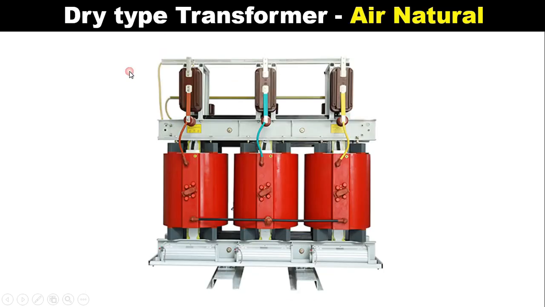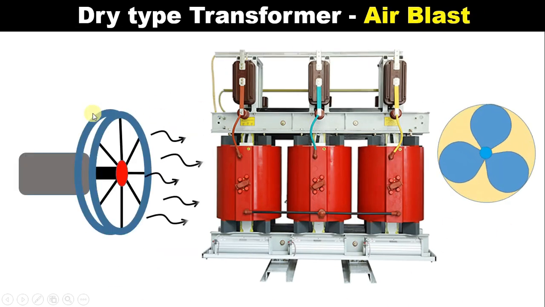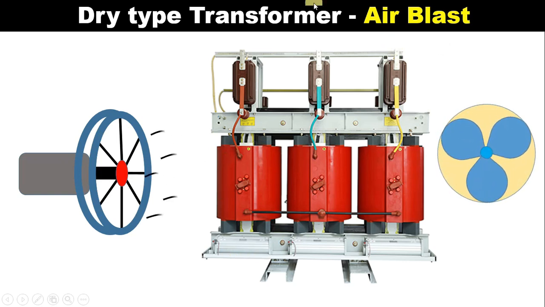First, let us discuss the dry type of transformer. Like I told you, in this transformer, we do not use any kind of oil. It means the transformer is cooled through atmospheric air. Now if you use a fan to cool down this transformer, then it is known as air blast type transformer.